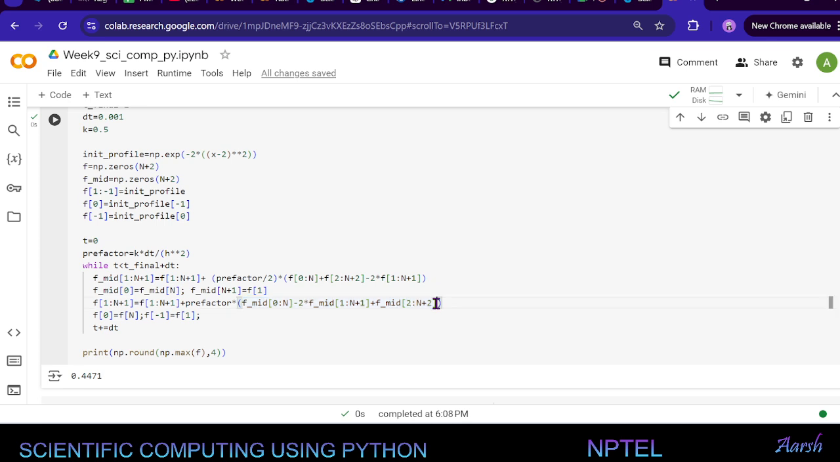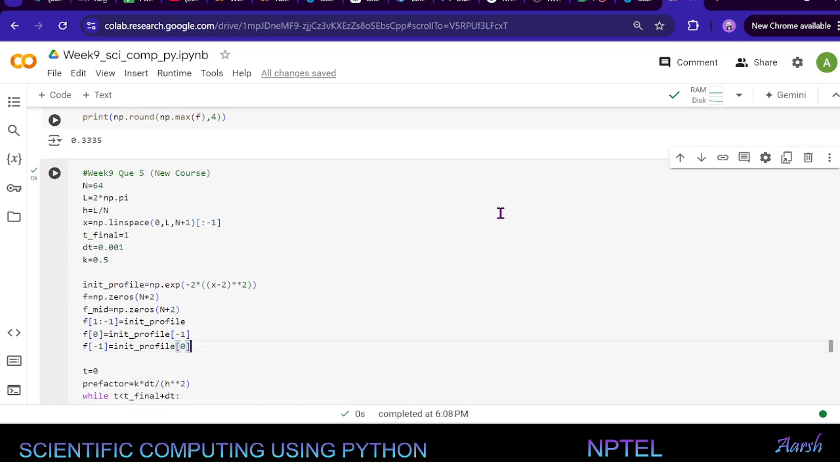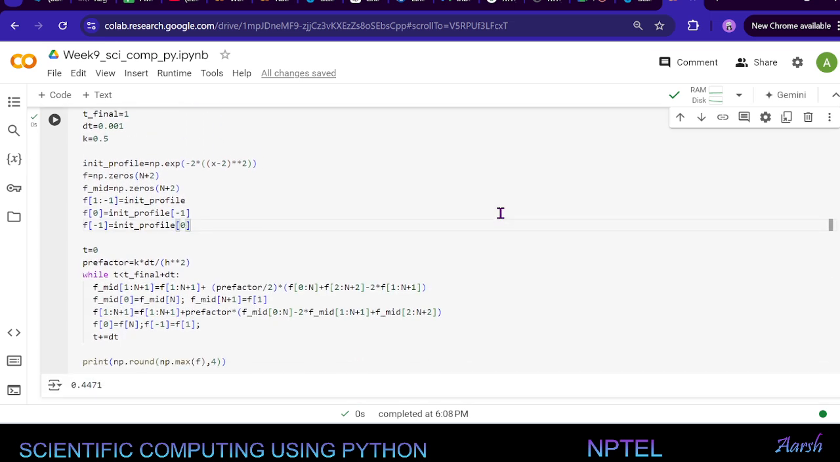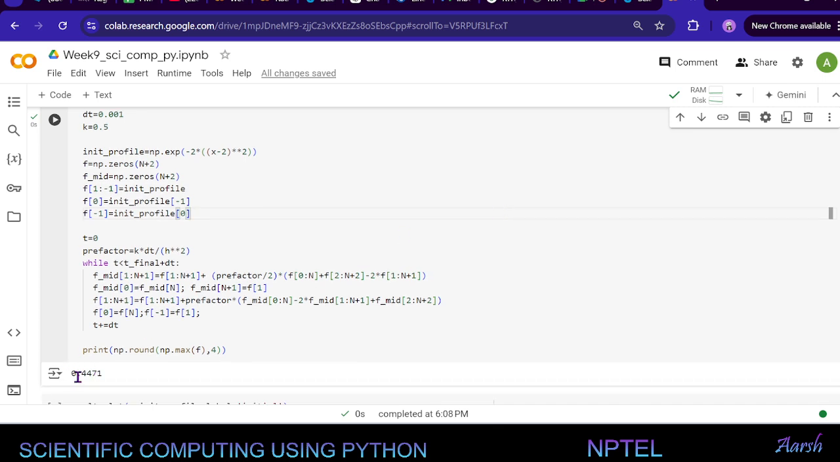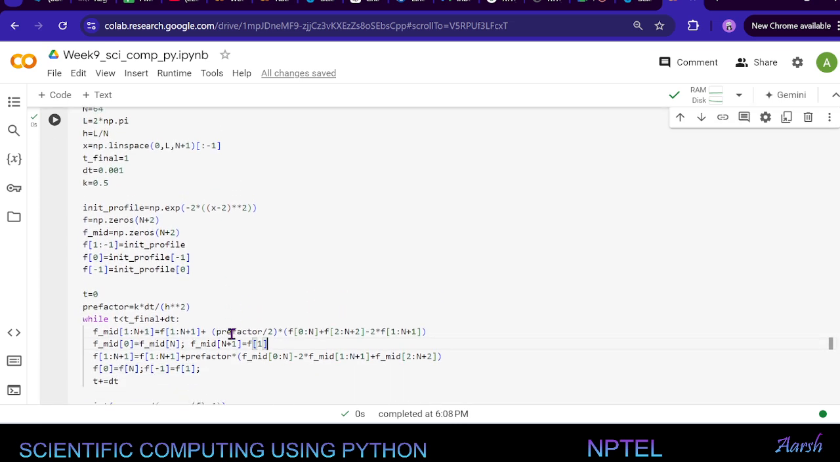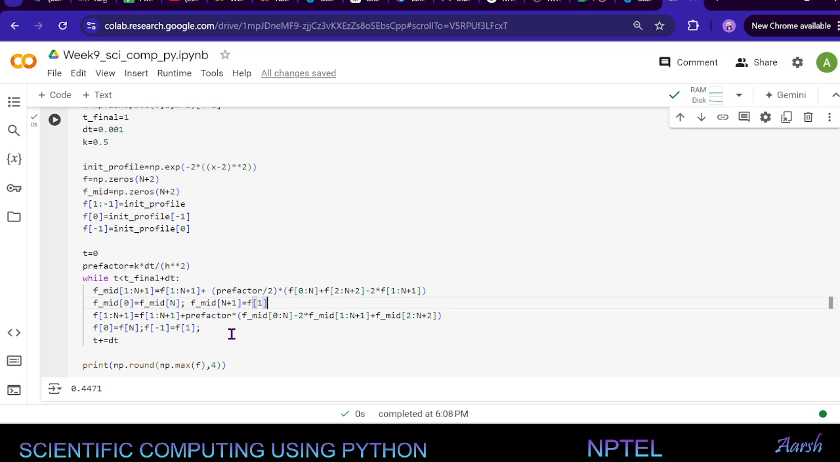I tried with your code also, copying that and doing it again, and tried with another one also. Still, I'm getting the wrong answer. And again, my answer is wrong for this. So did you also get 0.4471? Yes, same one. Yeah, me too. Same one. Probably I got it from my code.